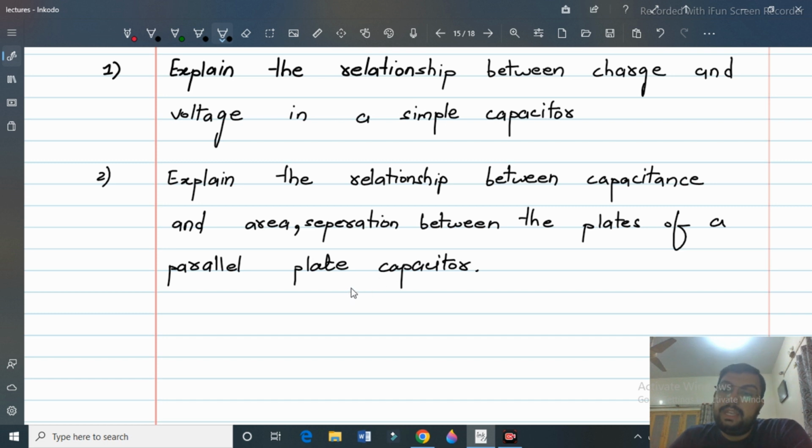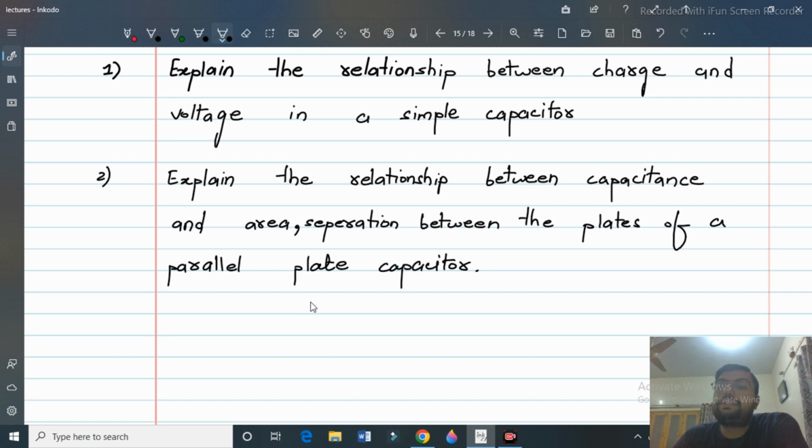If we are given a parallel plate capacitor, it has some capacitance, and we will find the relationship between the area, the separation between the plates of that parallel plate capacitor, and what effect increasing or decreasing them will have on the capacitance. So those are our lesson objectives of today. Now, before proceeding on to the lab, let me remind you of some basic concepts.